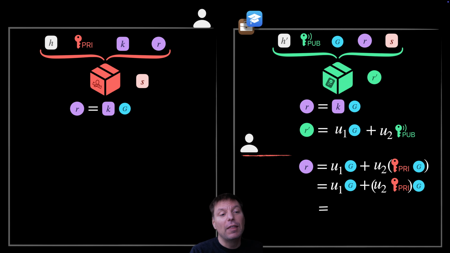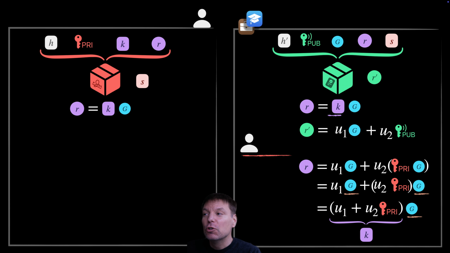If you notice that both of these terms have this common value of g, we're going to use the distributive law to factor to the right. And if you look closely now, we actually have rewritten R in the form kg. So as the client, we can actually calculate the value of k using u sub 1 and u sub 2.